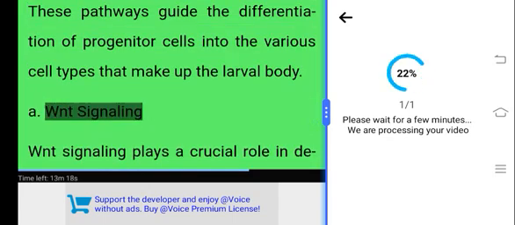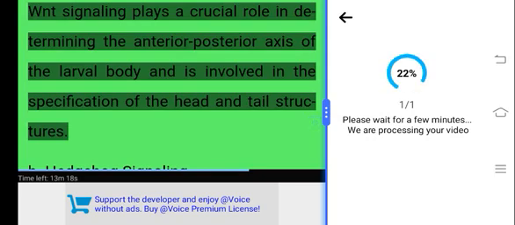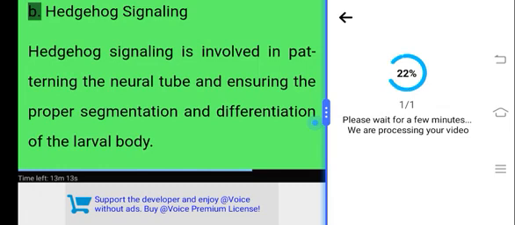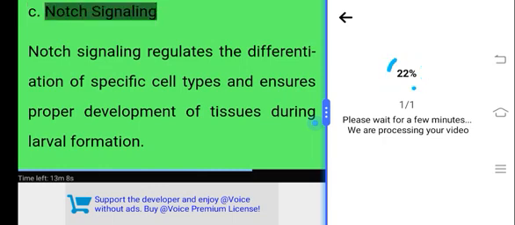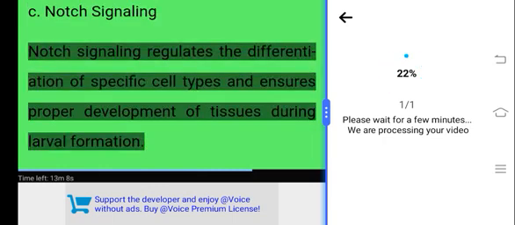A. WNT signaling. WNT signaling plays a crucial role in determining the anterior-posterior axis of the larval body and is involved in the specification of the head and tail structures. B. Hedgehog signaling. Hedgehog signaling is involved in patterning the neural tube and ensuring the proper segmentation and differentiation of the larval body. C. Notch signaling. Notch signaling regulates the differentiation of specific cell types and ensures proper development of tissues during larval formation.